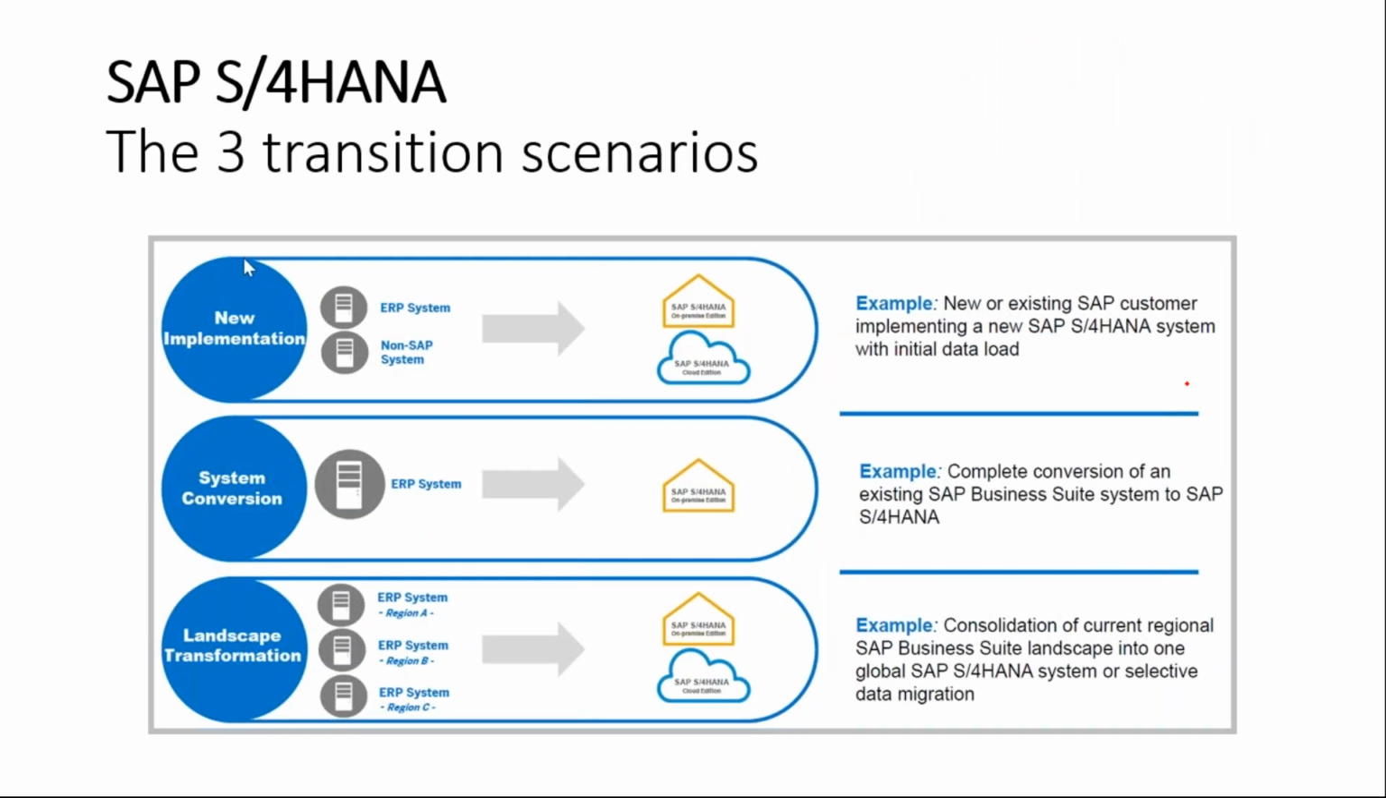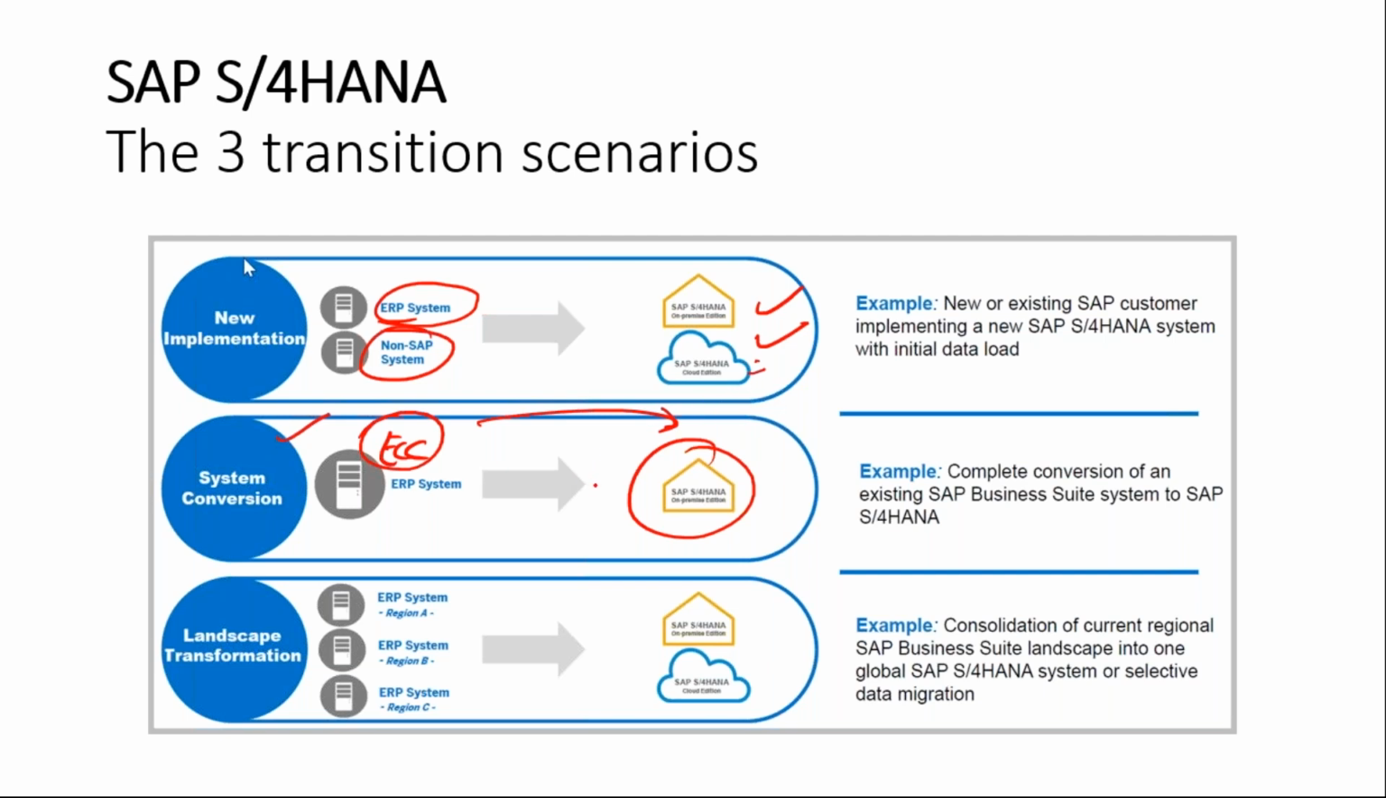Yeah. So we have new implementations. When you talk about a new implementation, it could be an existing ERP or it could be a non-SAP system, and they have an option of moving from on-premise to the cloud. When I talk about a system conversion, on the contrary, because it is on-premise to on-premise, this is an on-premise, this is a cloud. So this gives you an option of only moving your existing ECC system to my on-premise system.